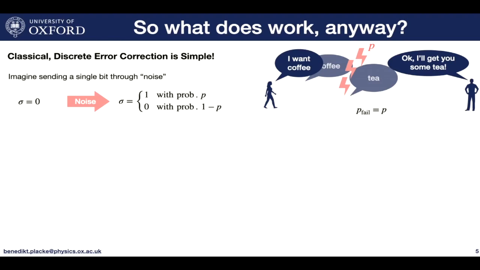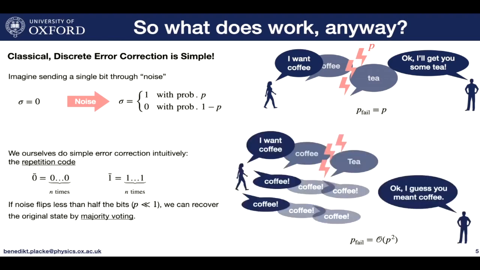And there's one simple form of error correction that we all do intuitively in a noisy bar. We repeat ourselves. And in computer science, this is called the repetition code. So instead of saying, I want coffee, I say, I want coffee, I want coffee, I want coffee. And Bob thinks, okay, if Alice says that 3 times, and I misunderstand her once, I have tea, coffee, coffee. And this goes like, okay, I guess she meant coffee.